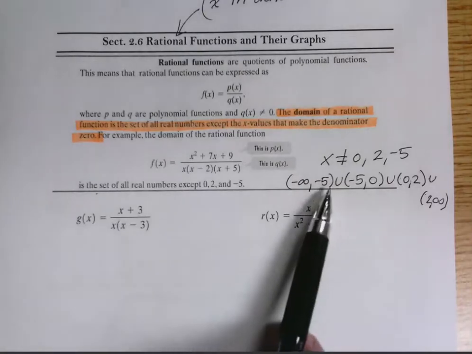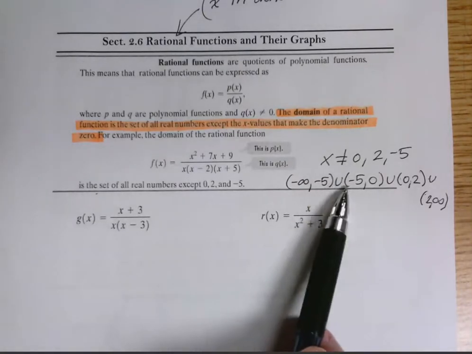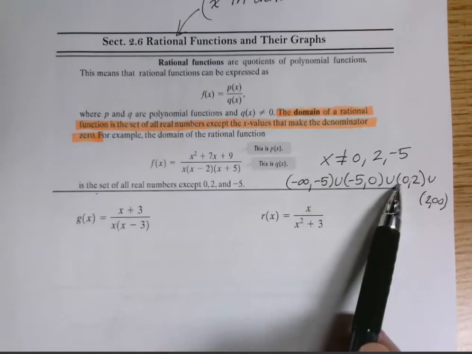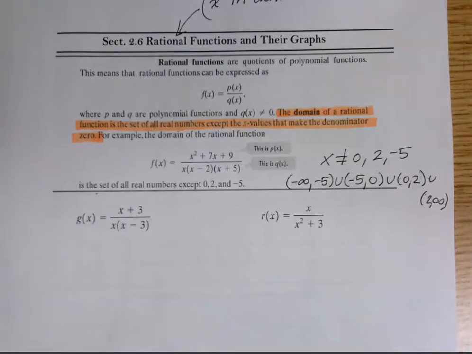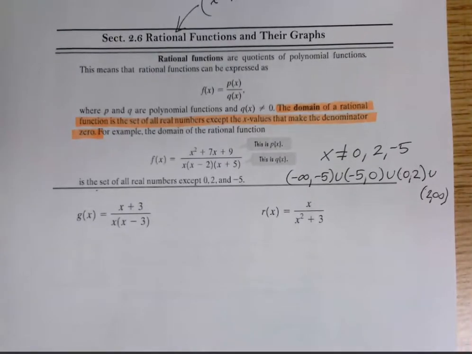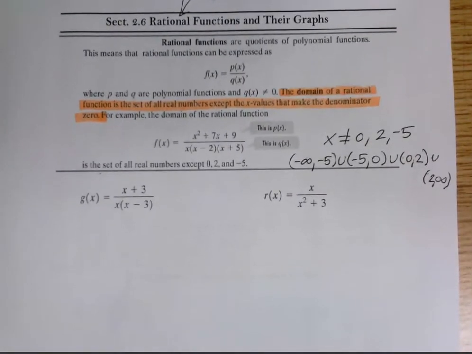And notice that these are parentheses, which means it does not include that number on that side of the interval. So negative 5 is not included here. 0 is not included here. 2 is not included there. So there are different ways to say that, but basically at this point we're just saying all real numbers except, and saying what can't be.